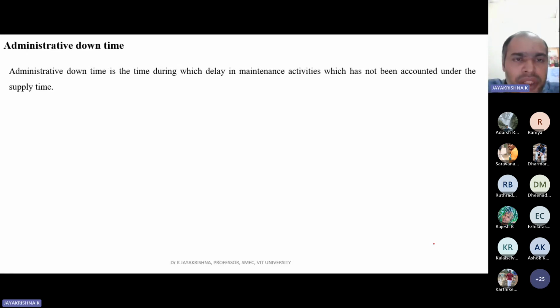Okay. Next, we have something called administrative downtime. This administrative downtime is very rare and very scarce in big companies. Administrative downtime, for example, the maintenance activities being carried out, or due to some external factors or internal factors, the supply of raw material can get affected.